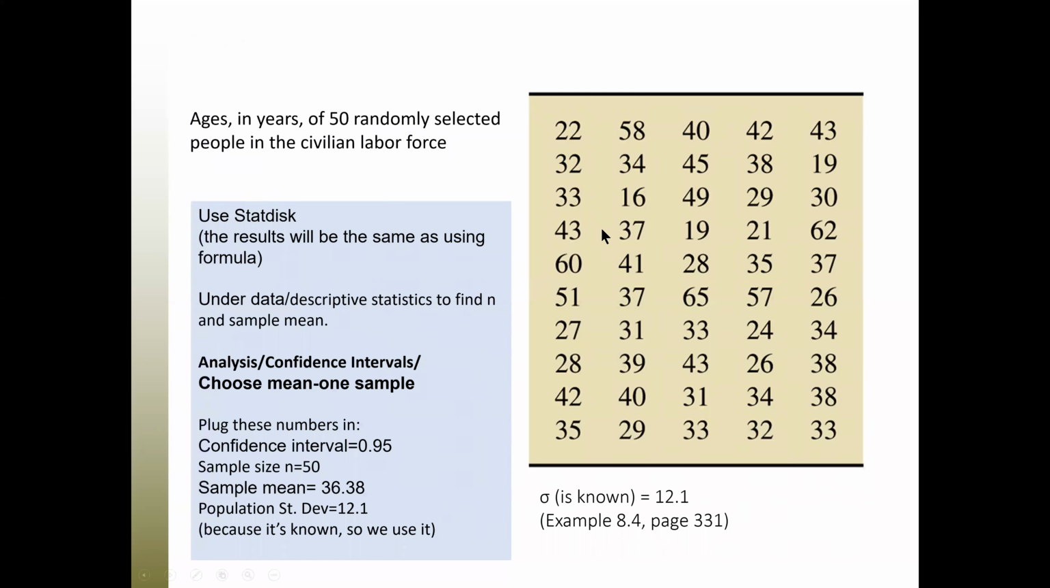Okay, so in this example, we have sigma known. You see at the bottom here, sigma is known. Then what we can do is use the Z test to construct a confidence interval. Here are some instructions for using Statdisk.